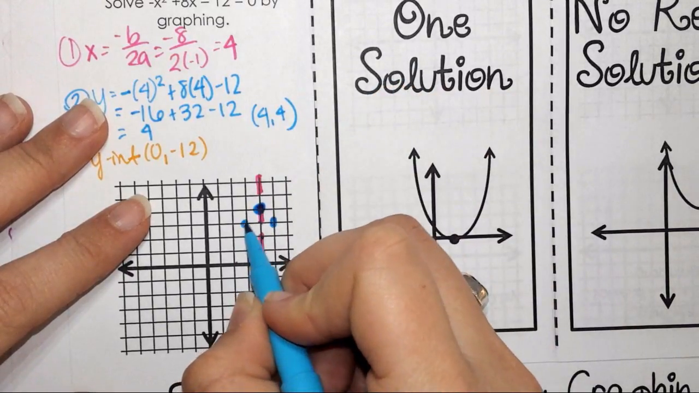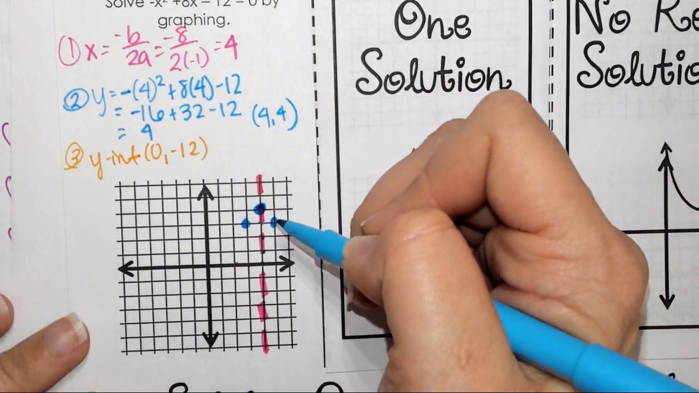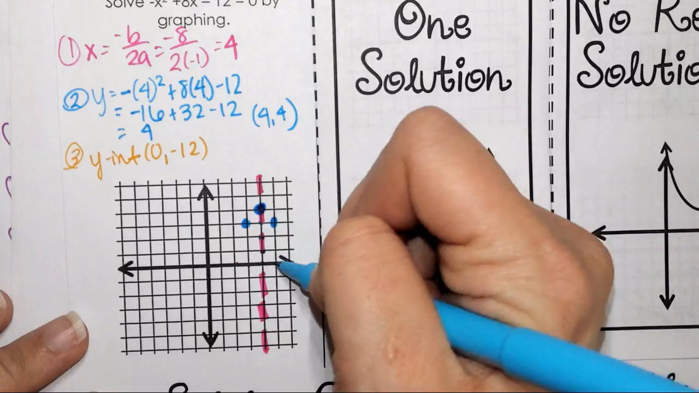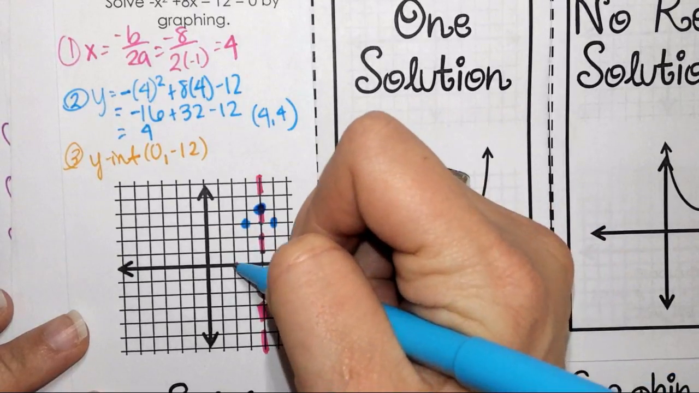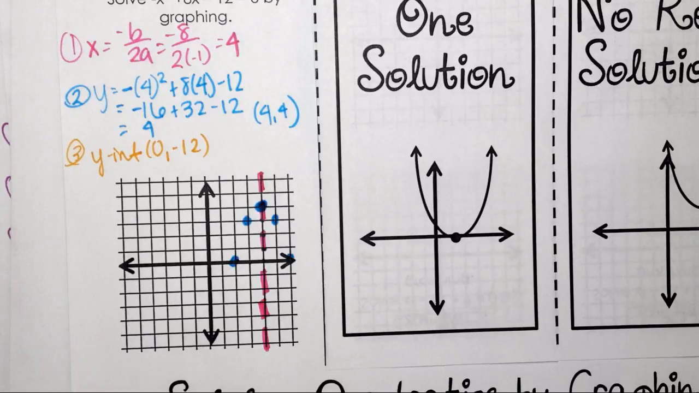And then we need it on the other side. What's my next perfect square? 1, 2, 3, 4, and then right 2 and left 2. Oh, look at that. That gives us our x-intercepts. Isn't that what we need?